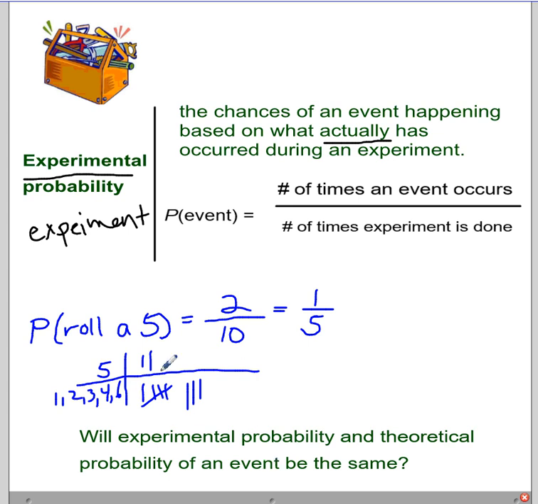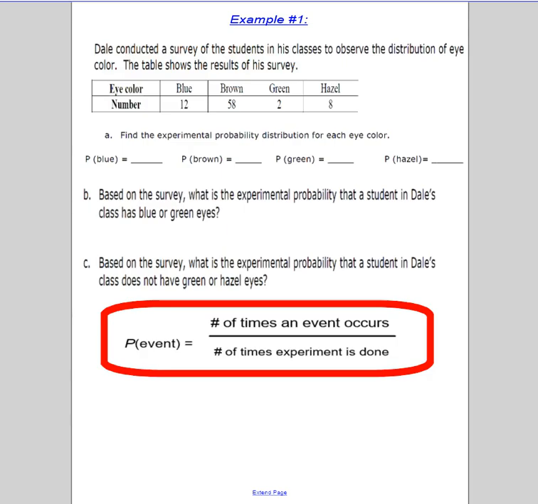Because this is real life. This is what we actually went out and did. This is not in theory. So what should happen in theory versus what happens in real life are sometimes different. Could it just so happen that I roll a die 6 times and get one 5? Absolutely. So I could have an experiment where the experimental probability was the same as the theoretical, but that's not always going to happen. All right, so here are some example problems that we're going to go through together.